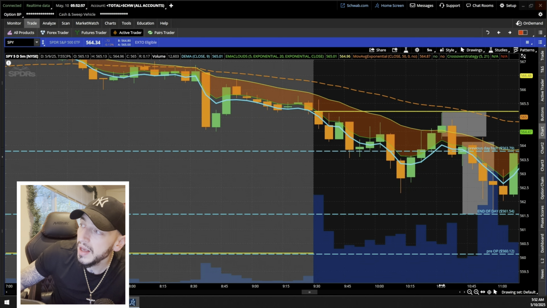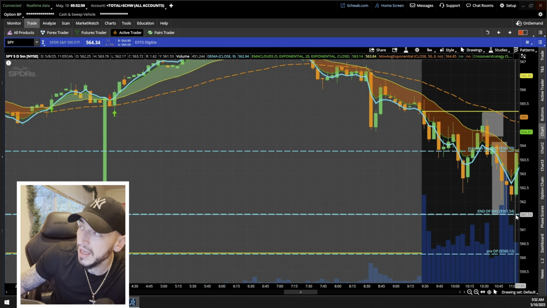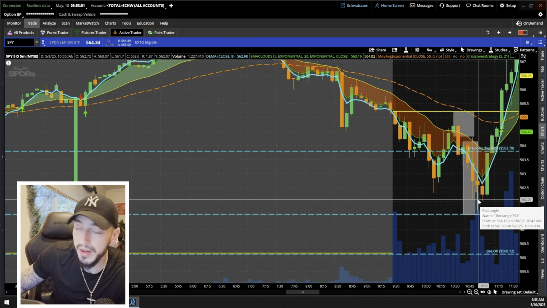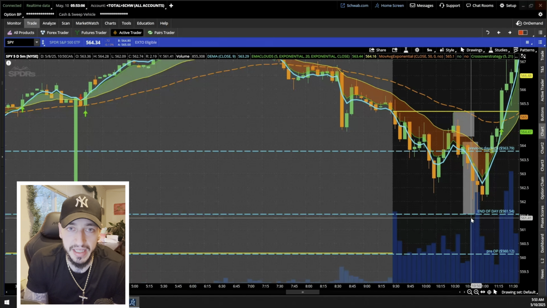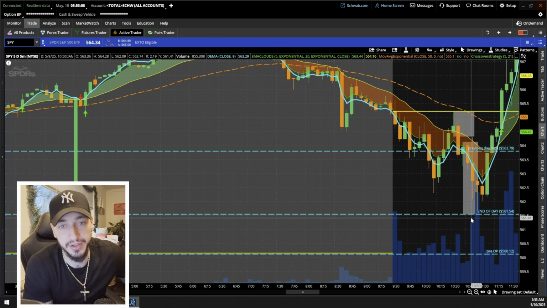Cool. Then once price comes into end of day, look at the volume that comes into the market. For us to make money, we have to understand what the banks are doing.